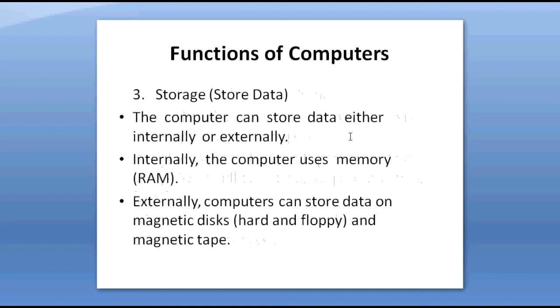Next function is storage. Computers have hard drives that can store outputs so it is easy to access information. There are many other ways to store information, including using external hard drives. Information can also be stored in the cloud using iCloud, Google Drive, or Dropbox, which are just a few of the many online storage facilities available.